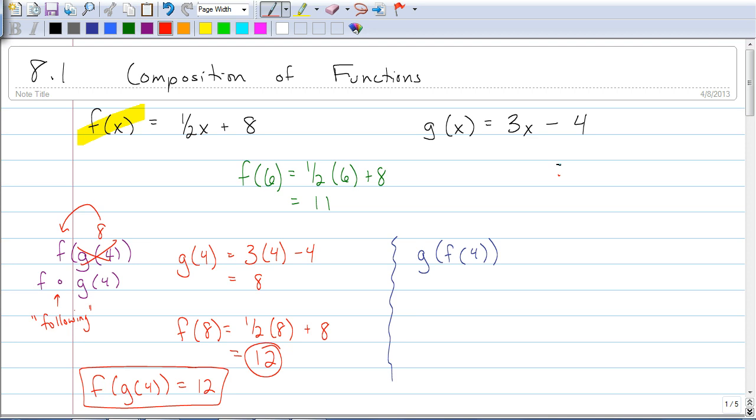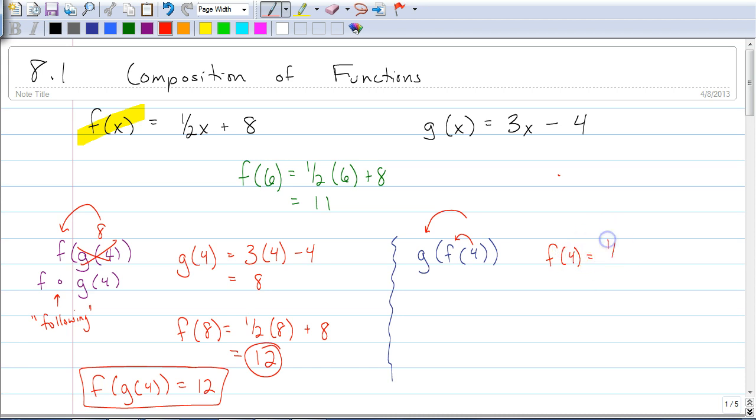Let's look at another one. Now you might notice and might think that this is the same problem that we just solved, but the order is different. Here we're putting 4 inside of function f first, and then we're going to take that answer and put it inside of function g last. So let's do that. So it's going to be 4 inside of function f.